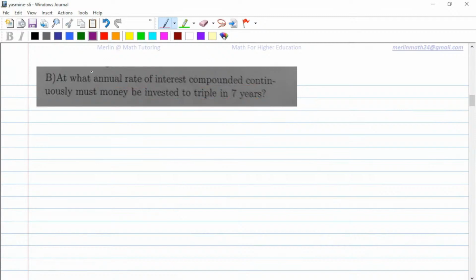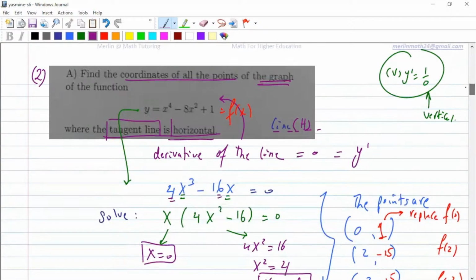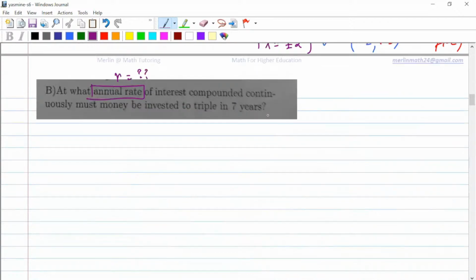So you want to find the rate, the annual rate R. Are we using the formula from part A still? Part A has nothing to do with this. This is compounding. Part A was a function, a curve, a graph. It has nothing to do with this. It's a lesson by itself.